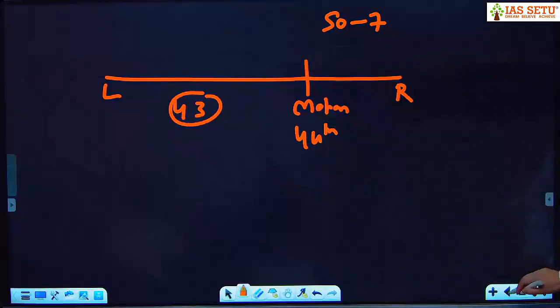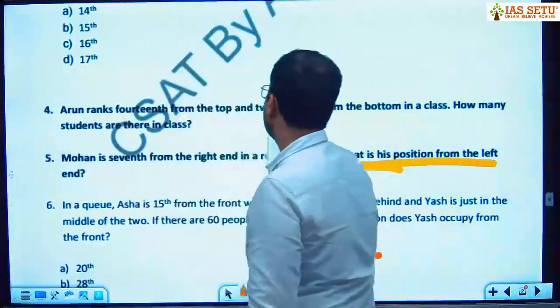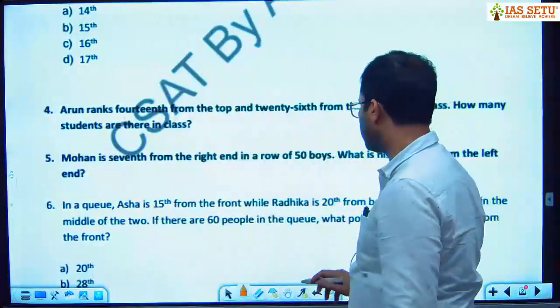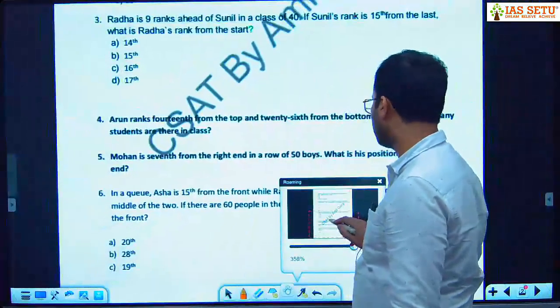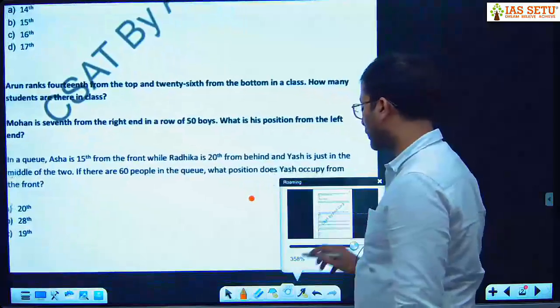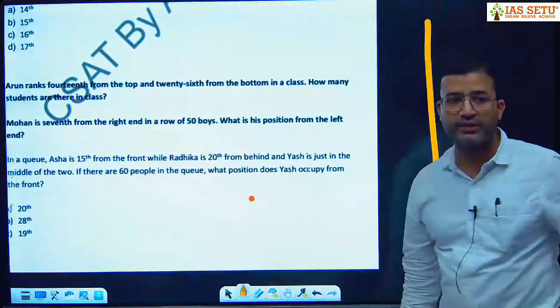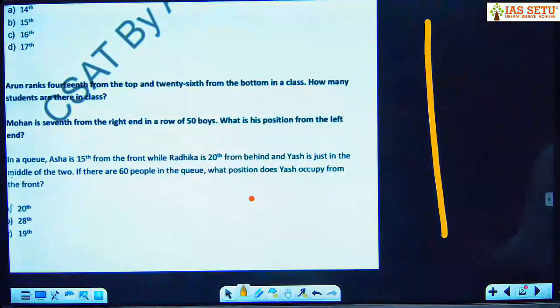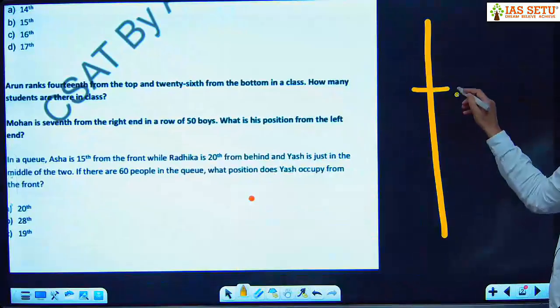Or just wait, let me take question number 4. Arun ranked 14 from the top and 26 from the bottom in a class. How many students are there in the class? So what we will do, we take this line, this is the diagram-based solution which represents total students. And here Arun ranked 14 from the top.